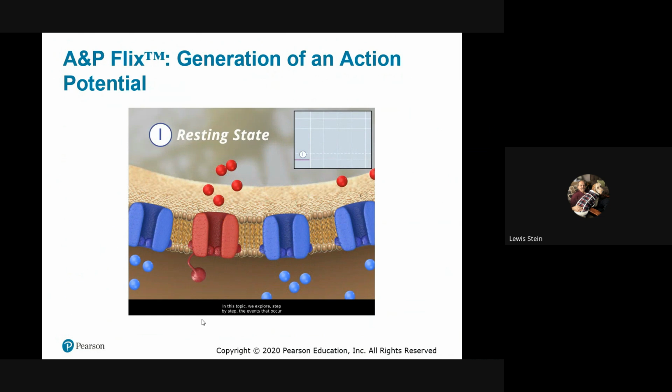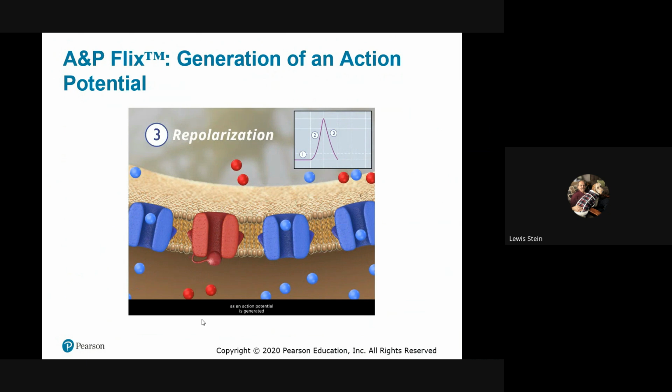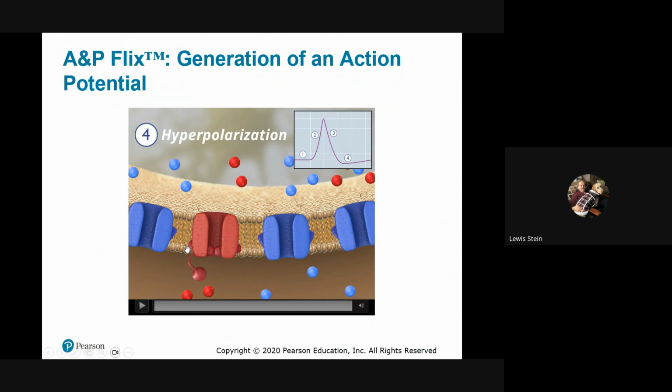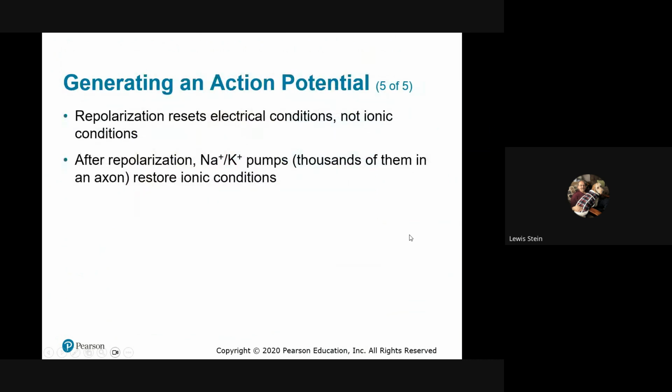In this topic, we explore, step by step, the events that occur as an action potential is generated in the axon's initial segment. And that's kind of what we just went over to demonstrate that first the sodium, then the potassium. And you'll see in the next animation, which is the best, how this really occurs.